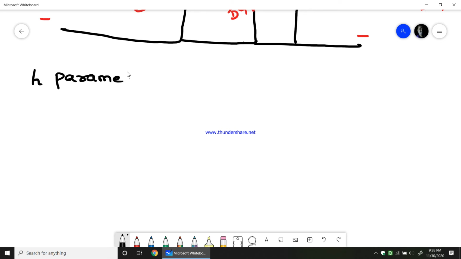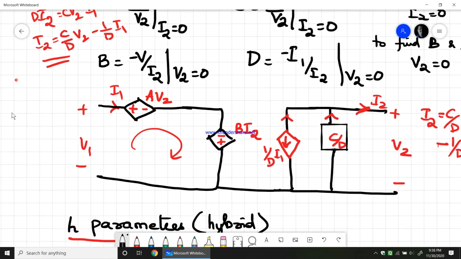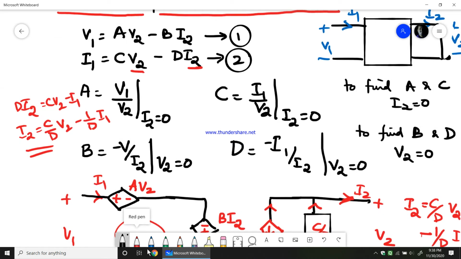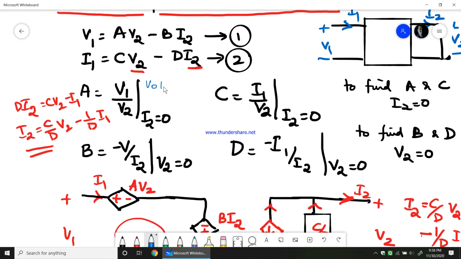H parameters, or we call them hybrid parameters. Again we'll take two equations for hybrid parameters. One equation is V1 equals H11 I1 plus H12 V2. Before that, I hope we should define the terms here: what is A, what is B, what is C, what is D. What is A here? You have V1 by V2. It's a voltage ratio.